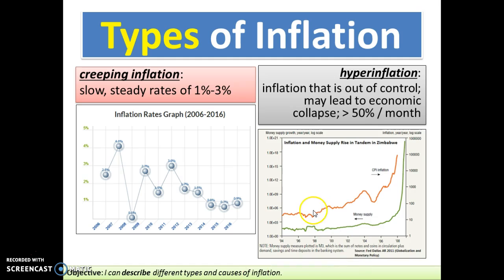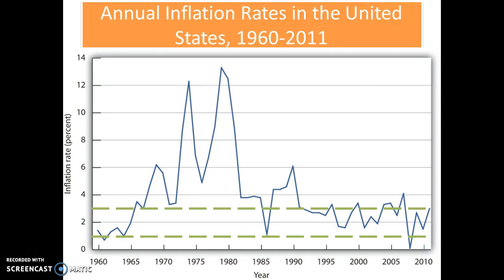You can see this example from Zimbabwe a few years back, in which inflation rates, this top line, drastically increased, and they thought, let's print more money. Printing more money does not stop inflation, it only makes the problem worse. That's the money supply shown here in the green line. As the money supply increased, the inflation also increased. So we don't want hyperinflation, we want to stick to creeping inflation, 1 to 3%.